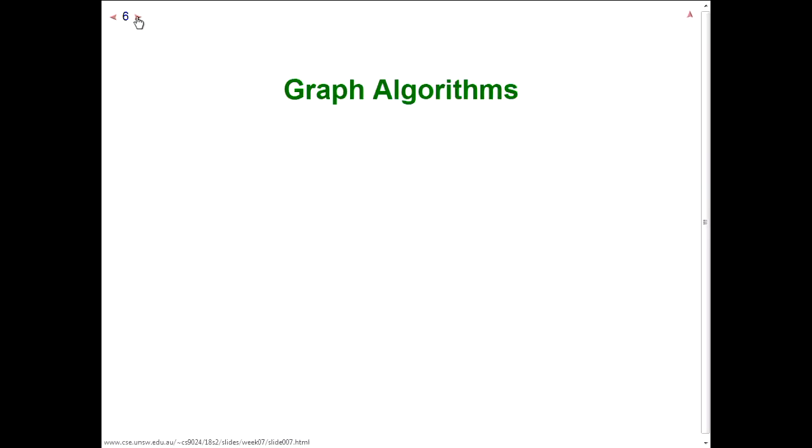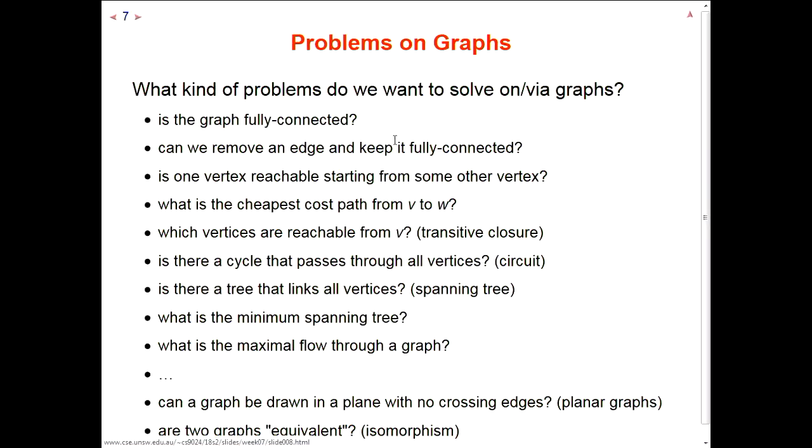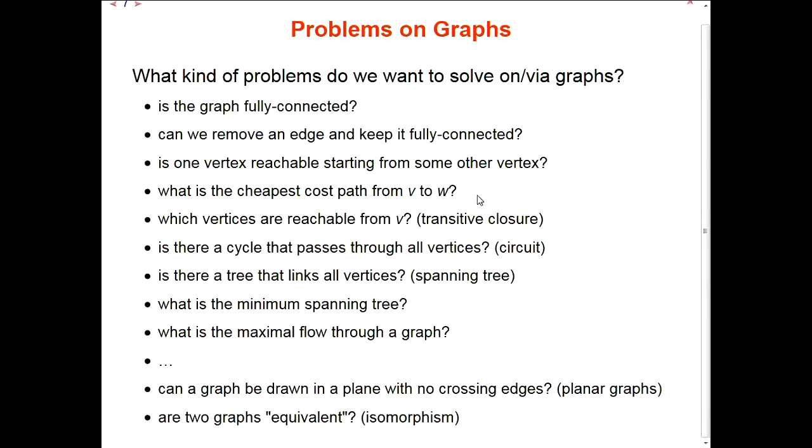So as a warning, when we now look at more interesting graph algorithms, there are heaps of problems on graphs that people solve for many different applications. And here's just a very small number of those. Is a graph fully connected? Can we remove an edge and have the graph still fully connected? Is one vertex reachable from some other vertex? We already looked at depth-first and breadth-first search to answer a question like this. What is the cheapest cost path from V to W is what Google Maps always does for us. Which vertices are reachable from V, which is known as transitive closure?